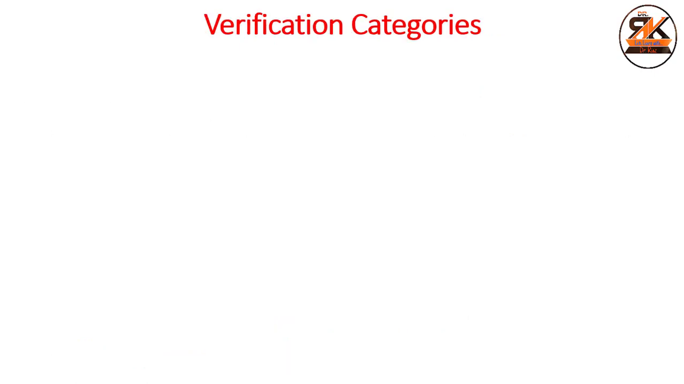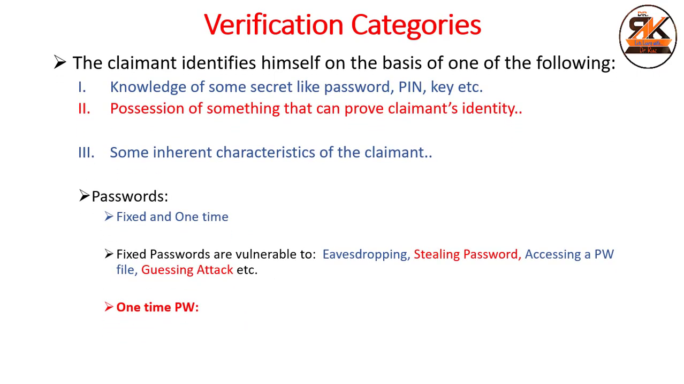Then come the verification categories. The claimant identifies himself on the basis of one of the following ways. When Alice has to prove her identity in the network, she can do so by knowledge of some secret like passwords, PINs, that is personal identification numbers, and some key. So Alice can use passwords, PINs, and keys in order to prove her identity. That is the conventional way.